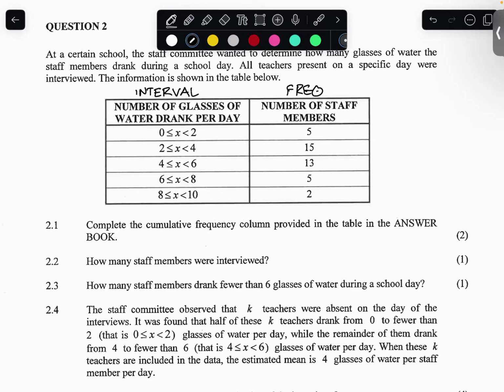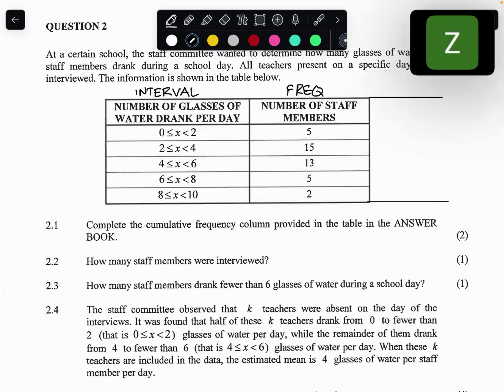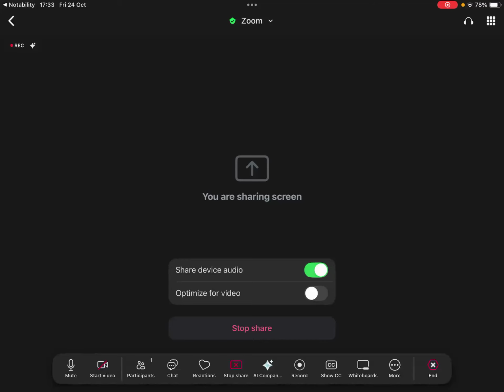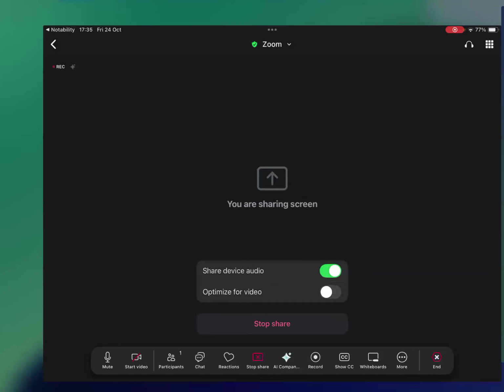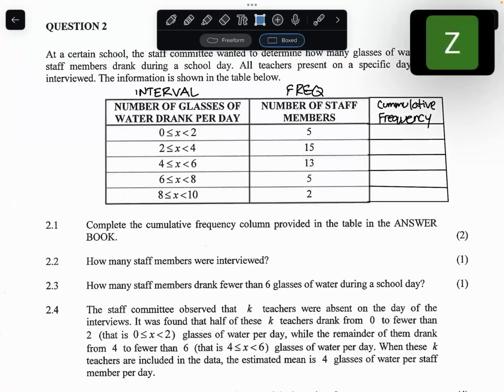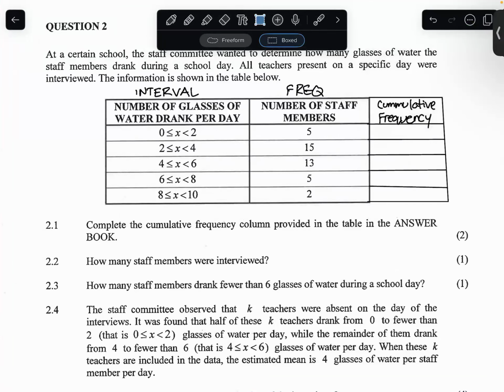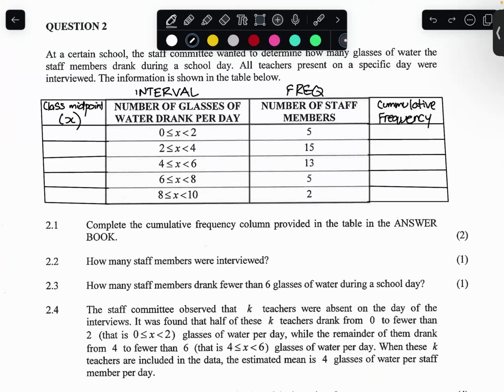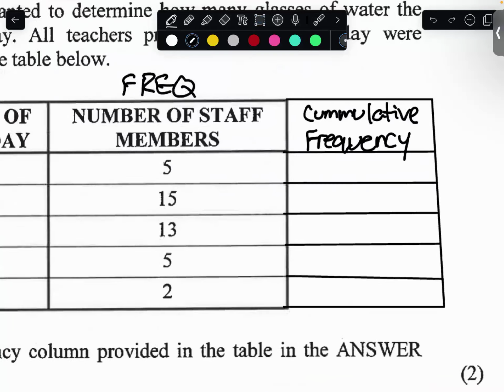Now, before I even look at the questions, there are 2 columns that I always fill in. One is the cumulative frequency column. So let me just put that in. Hold on. Right, so one is the cumulative frequency column, and the other is the class midpoint. Those are the 2 columns that I fill in if only the interval and the frequency were given to me. So how do we fill in cumulative frequency?